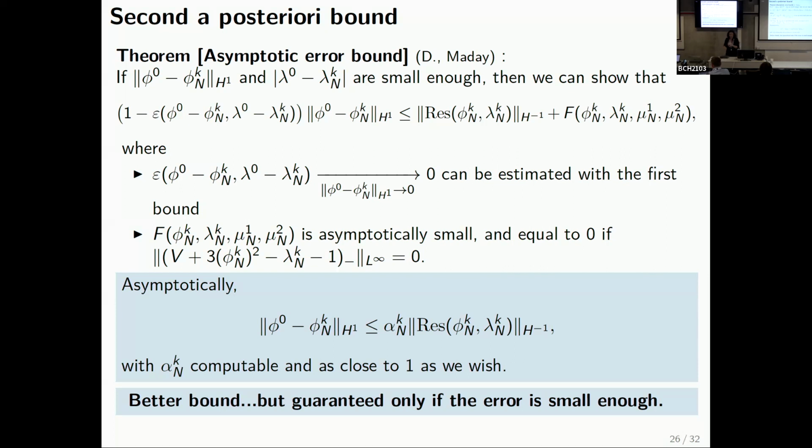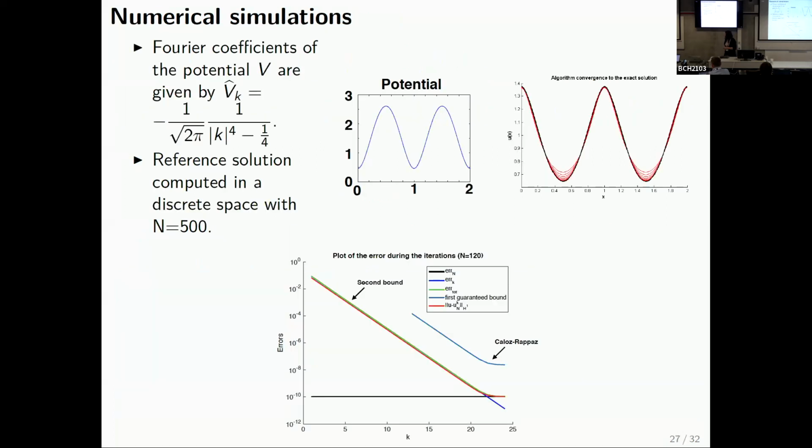This is a really good bound, but the problem is that it's only guaranteed if the error is small enough. Numerically, in red here we have the exact error, and in green we have the second bound that is really precise, so this works quite well. The first bound is this one, so it overshoots the error, but on the other hand, it allows us to guarantee, from this point on, that the second bound is valid, so we have a good error bound at the end.